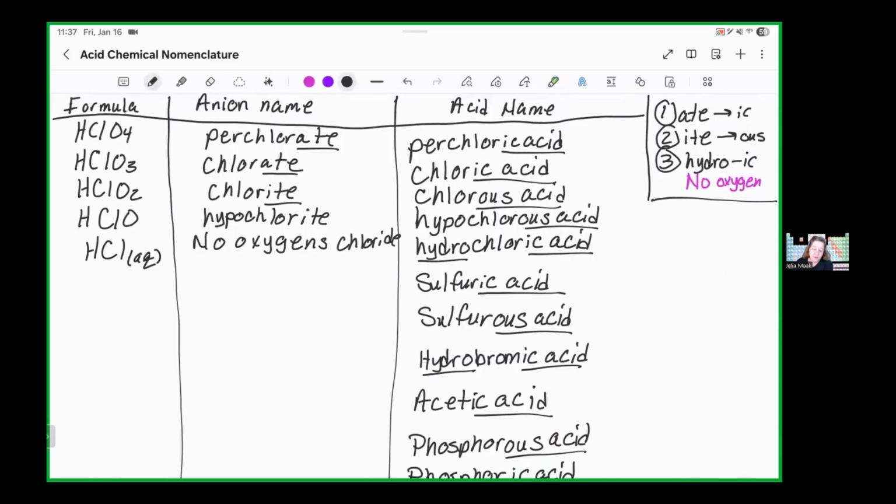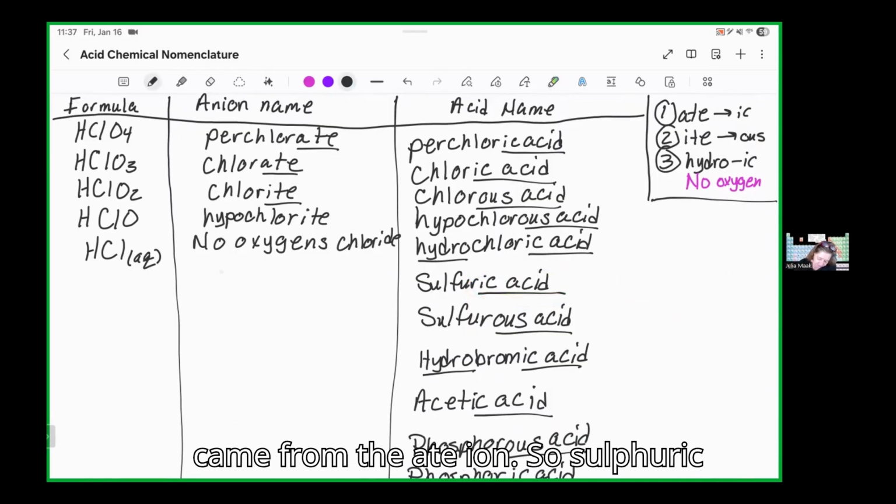Okay. So now the next one, we have an ic acid. So we know it came from the ate ion, so sulfuric comes from sulfate.